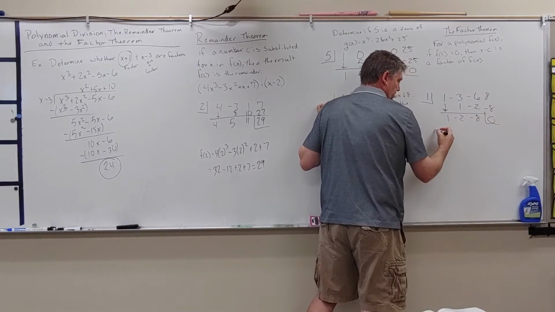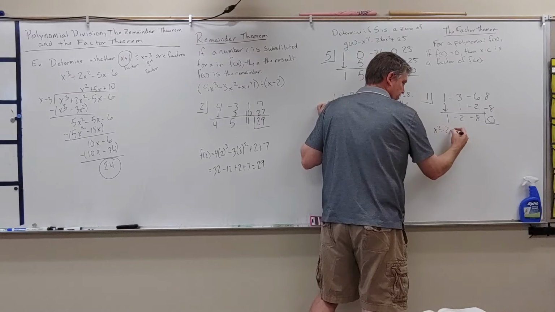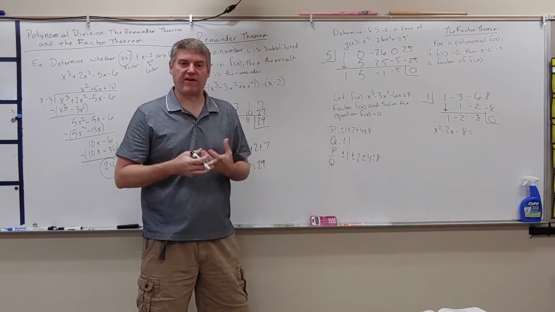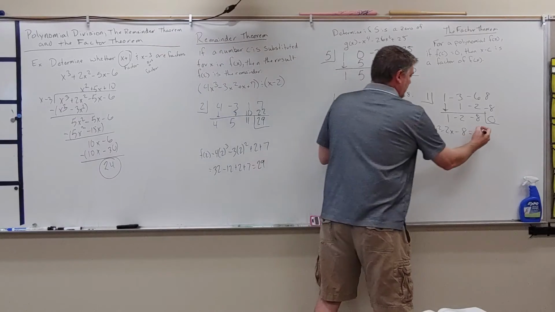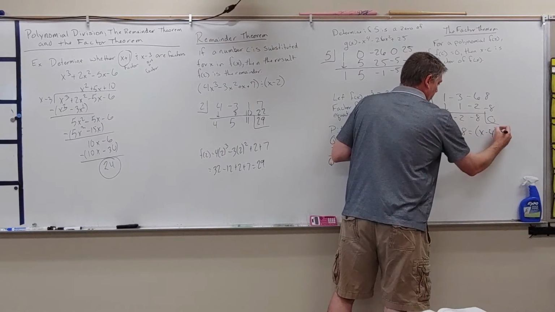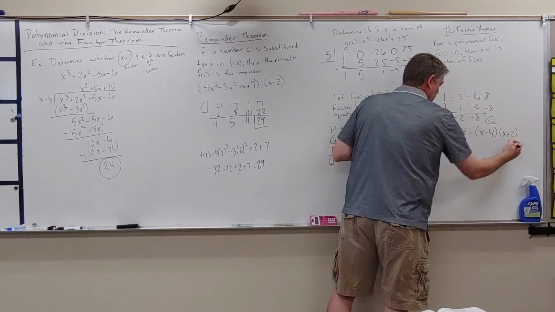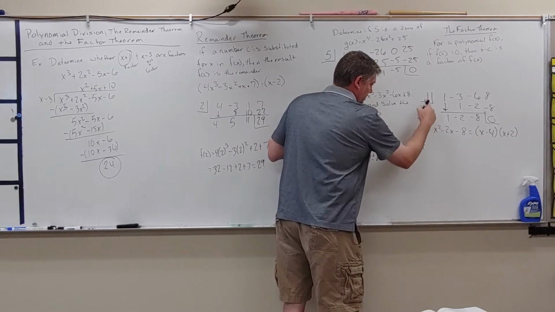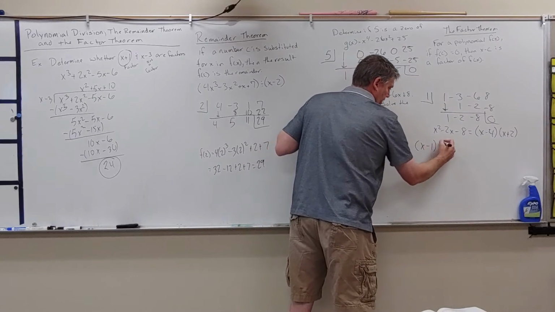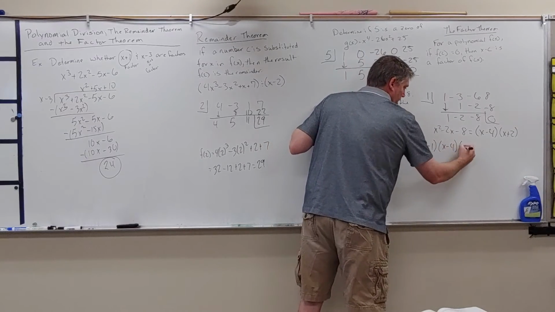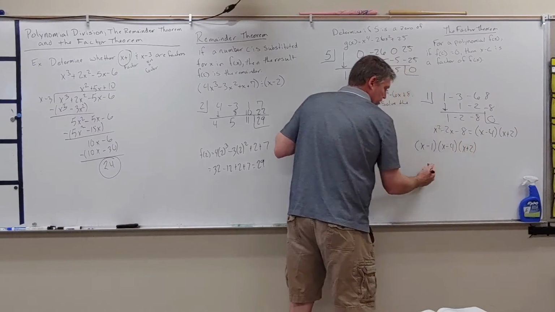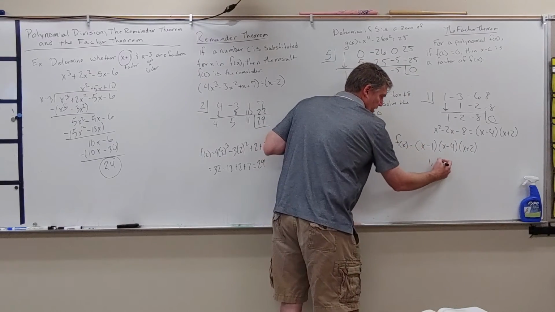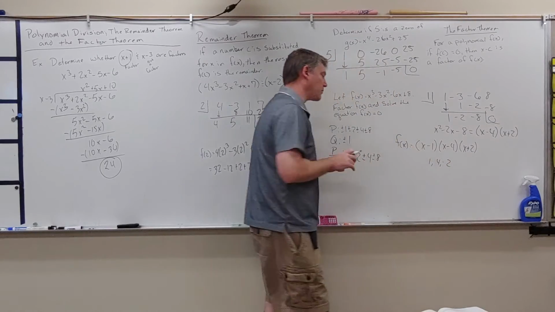Okay, so now this is going to be x squared minus 2x minus 8. Well, hopefully you can see that factors. This factors into x minus 4, x plus 2. So now this whole thing is going to factor into x minus 1, x minus 4, and x plus 2. So now my zeros, so that's what it factors to. My zeros are 1, 4, and negative 2.